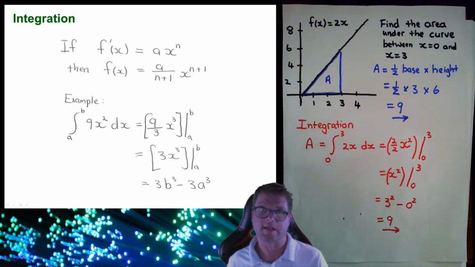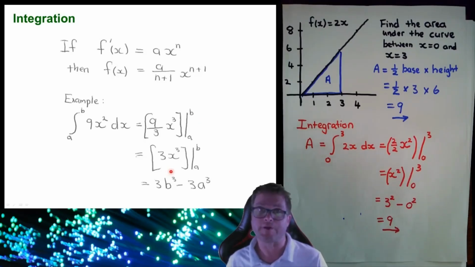In the slides then there's another example we can look at. In this example we're asked to integrate 9x squared, that's our function, between the limits of a and b. And the way we do that is, as before, we take this power and we increase it by 1, so it becomes x to the power of 3, and then we take the 9 and we divide it by the new power, and then we write the limits as shown.